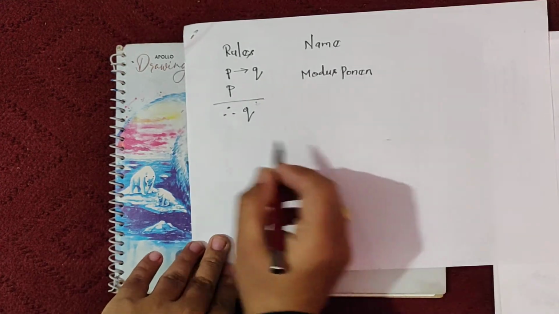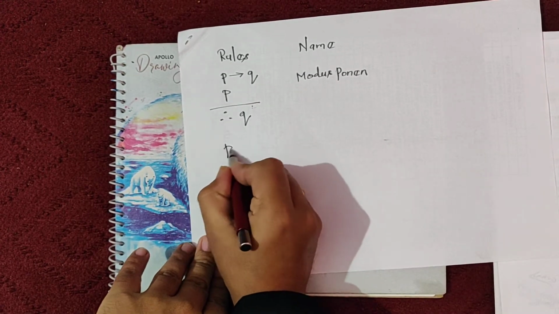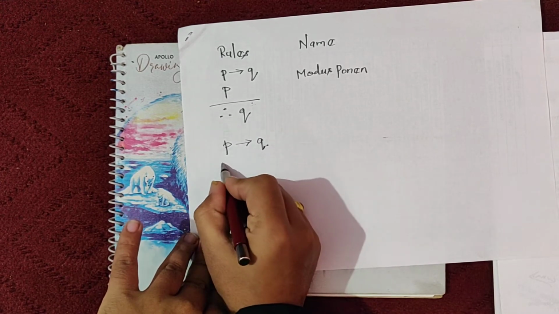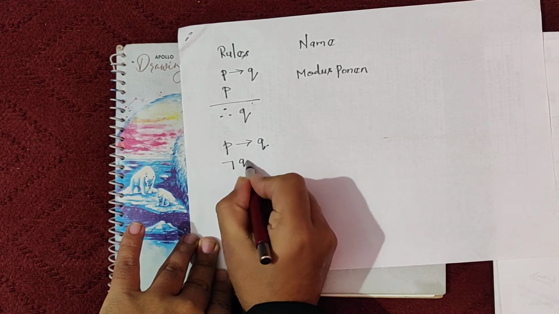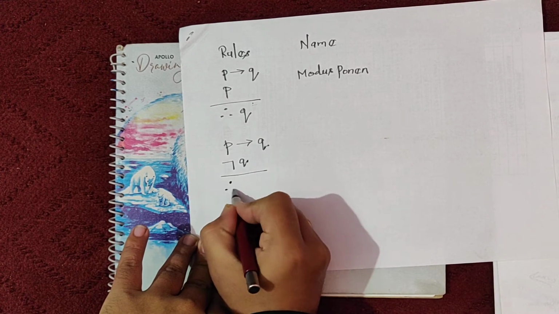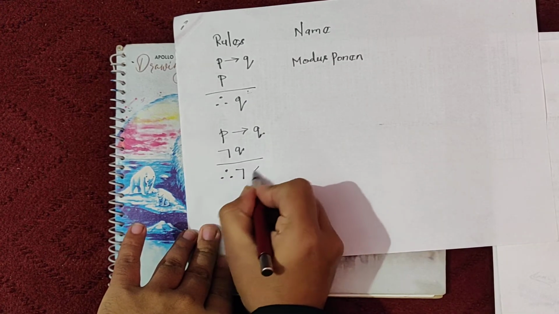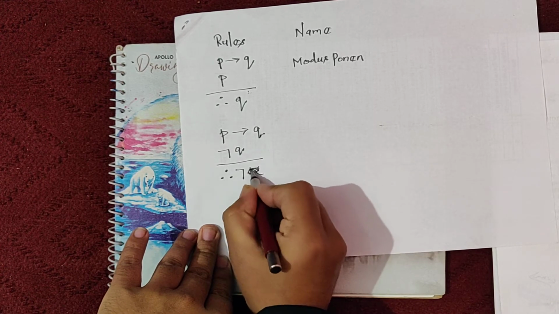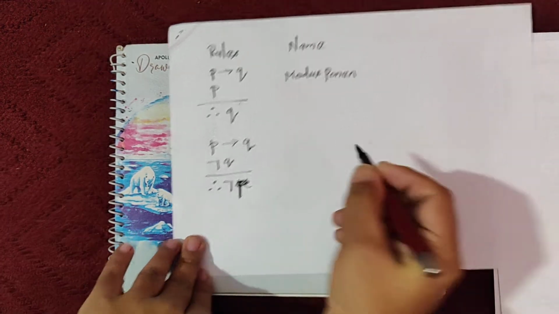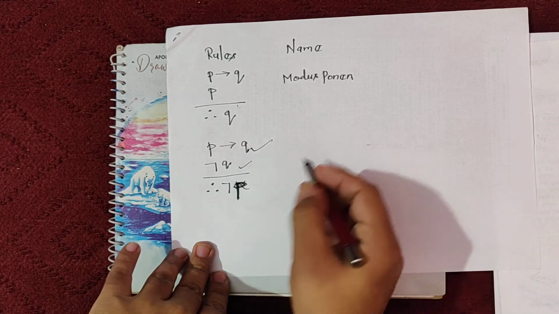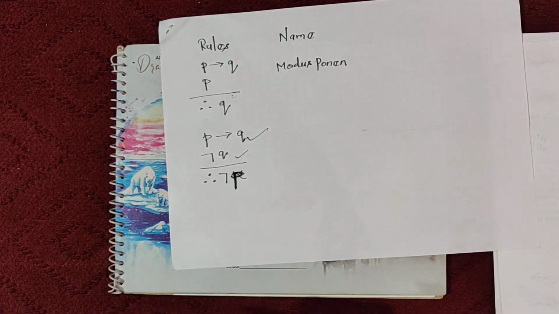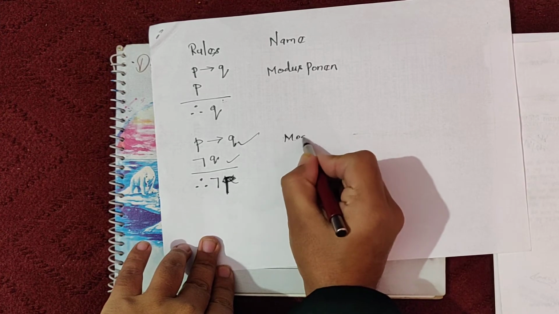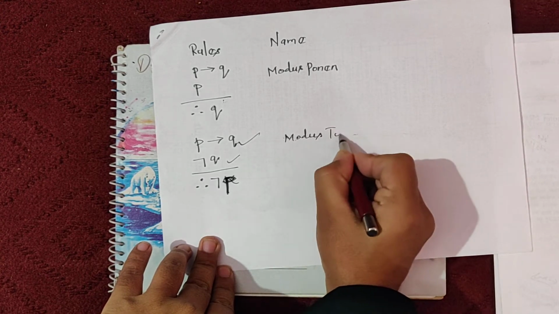And the next rule is, if P implies Q is true and not Q is true, then it results in not P. Sorry, not P. If this condition and this condition are true, then the result is not P. It is known as modus tollens.